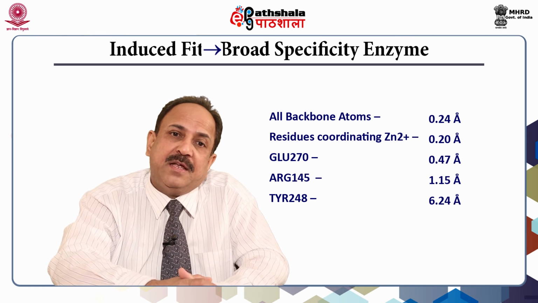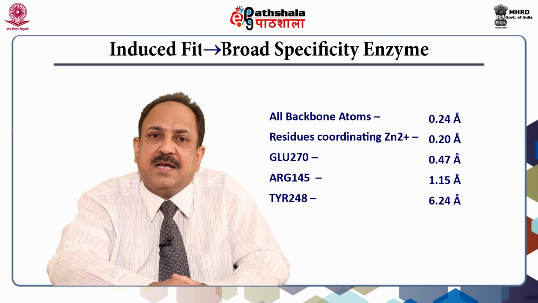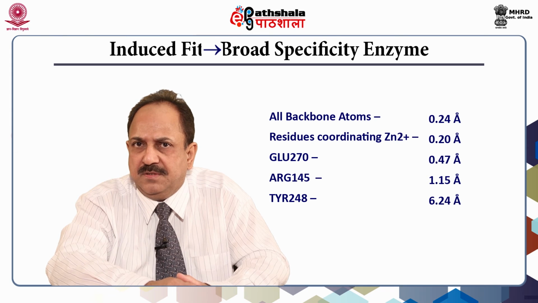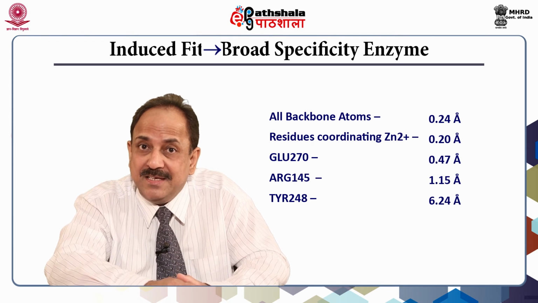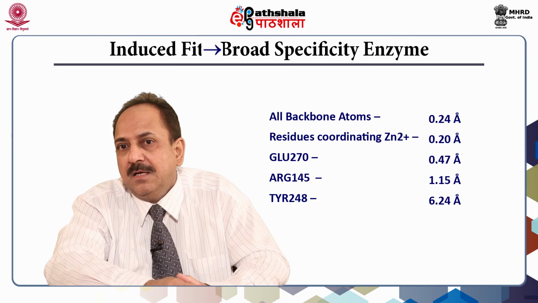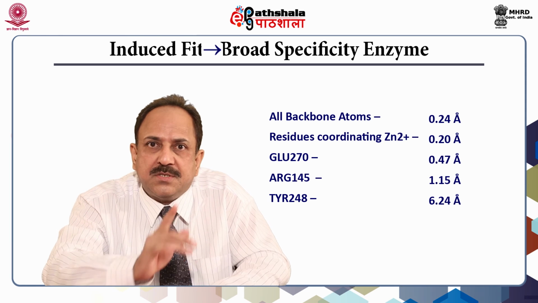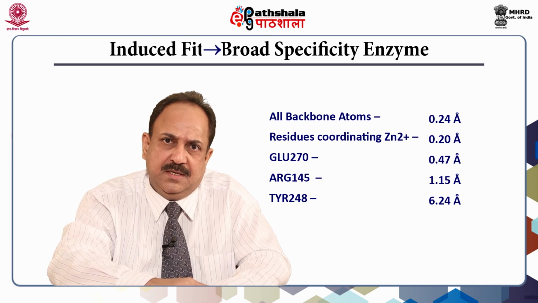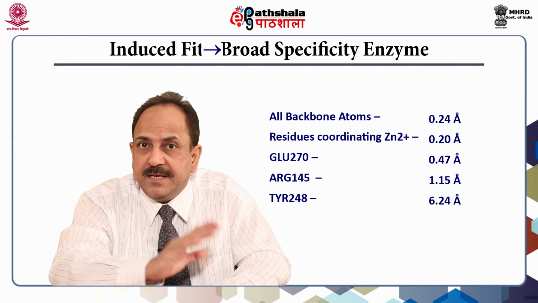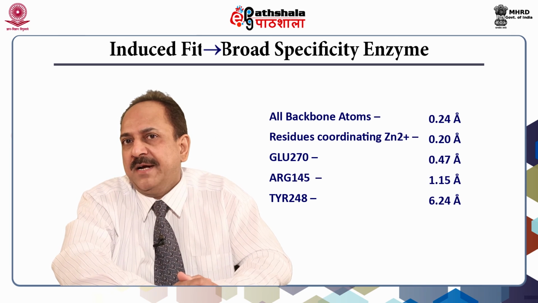So binding involving arginine 145, we can calculate the RMSD, and we find that this RMSD is approximately 1.15 angstroms for the arginine 145. So there is movement of arginine 145 for binding, but above all, there is movement of 6.24 angstroms for tyrosine 248, very large movement. Therefore, we can say that in a broad specific enzyme, there may be a big movement of the residues which are involved in binding.